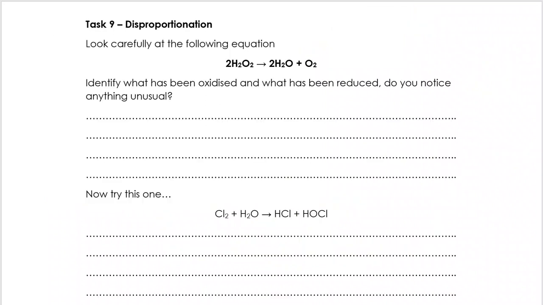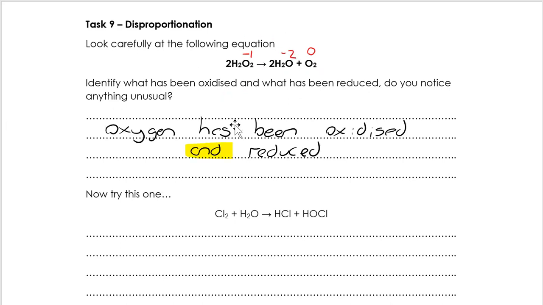Going to finish off this video by introducing the concept of disproportionation. Easiest way to look at disproportionation is through examples. So can you identify what has been oxidised and what has been reduced in these equations? Well, what you've hopefully noticed is that the oxygen has gone from -1 to -2 in the water, but to 0 in the O2. So the oxygen has been oxidised and reduced in the same equation. One species oxidised and reduced in the same reaction. And that is what disproportionation is.